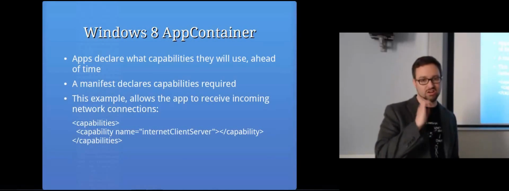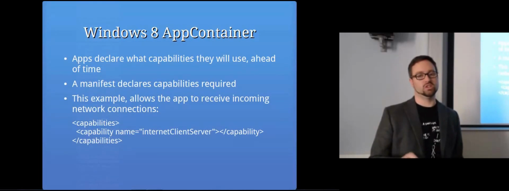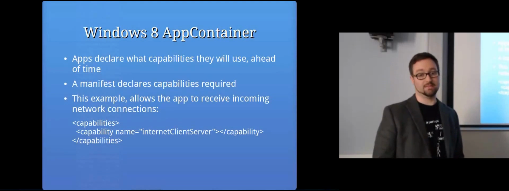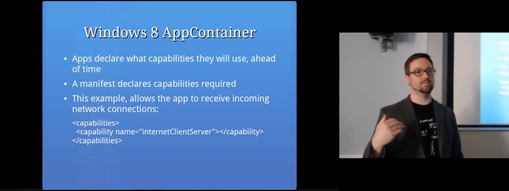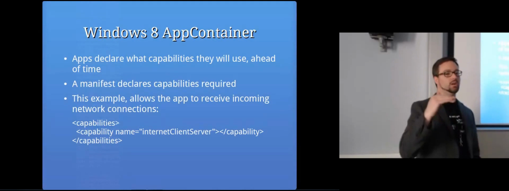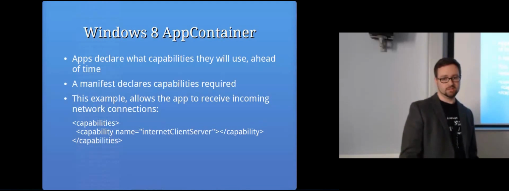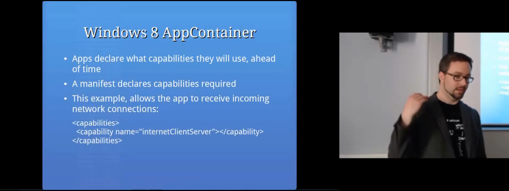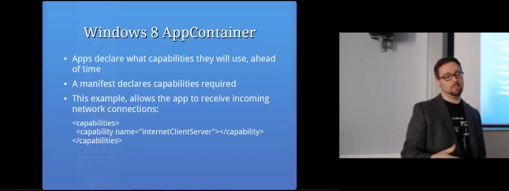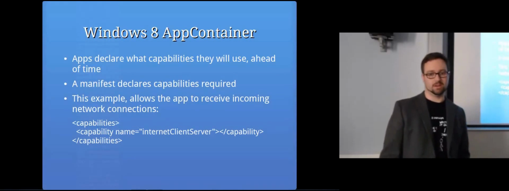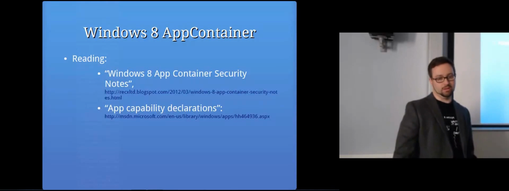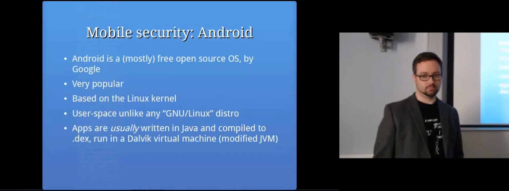Kind of like in Android, you have applications that declare which capabilities they use ahead of time. Before the program even starts, there's a manifest file, just like in Android, where the author says, I want it to be able to do these things. For example, I want it to be able to access the internet, and that might be a capability it specifies. Once it's installed, it's allowed to access the internet, but it's not necessarily allowed to access other things. There's a few links there if you wanted to know more about that as well.